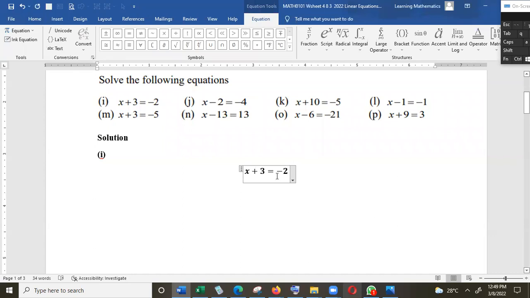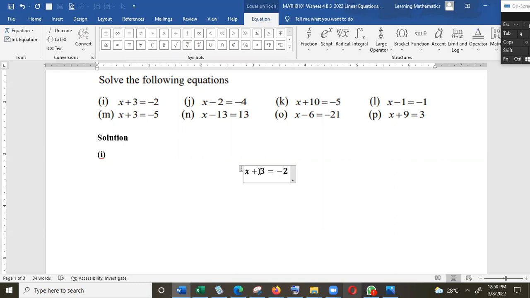What is that number? Okay, so our final answer has to be like x is equal to, reading from left to right, or x is equal to, reading from right to left. Bear in mind, you can read from any direction in mathematics. So we want x is equal to a number. That number must be, when you add 3, you get -2.